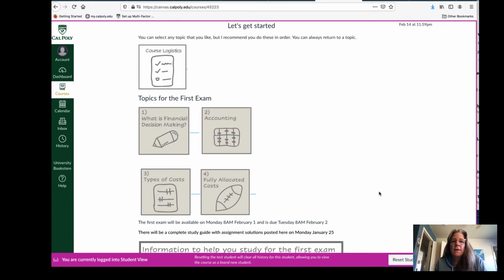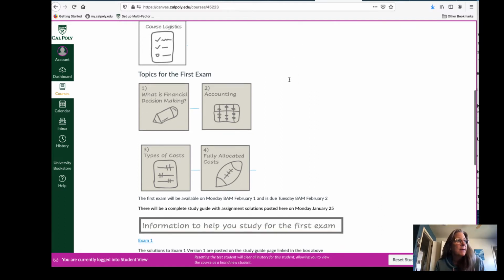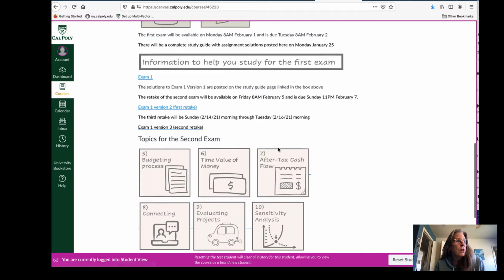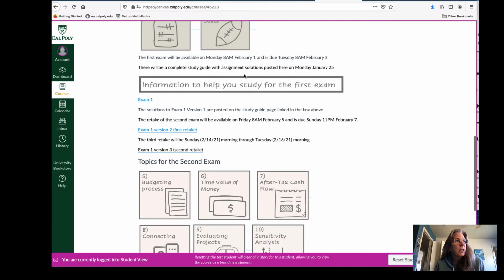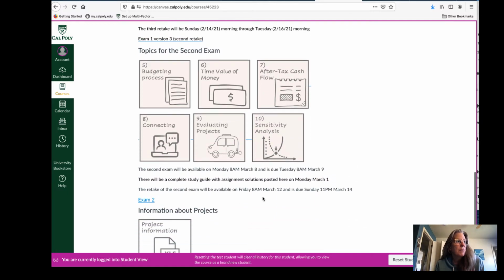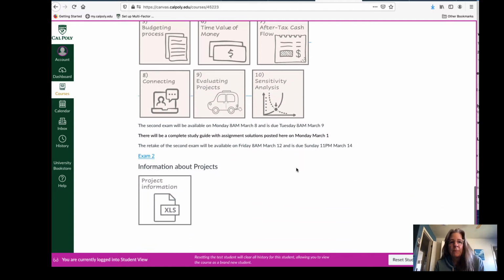Just so you can see the way my course is organized, so you understand what I'm doing, I have course logistics, which is like a syllabus, and then I have all the content for each of the weeks. Here is information for studying for the first exam, and then this is information for the second exam. And then finally, I have projects.